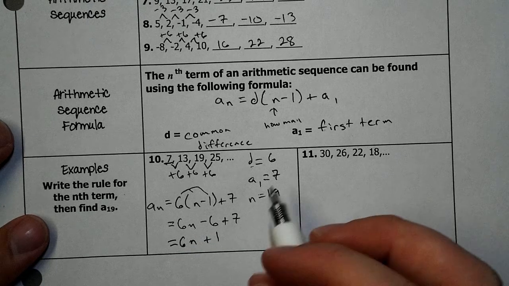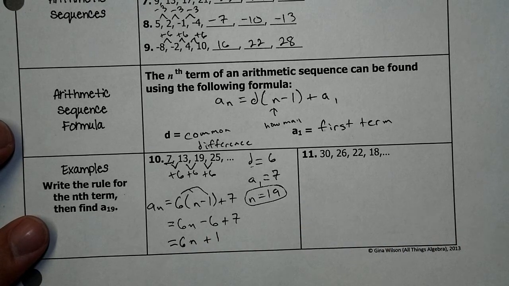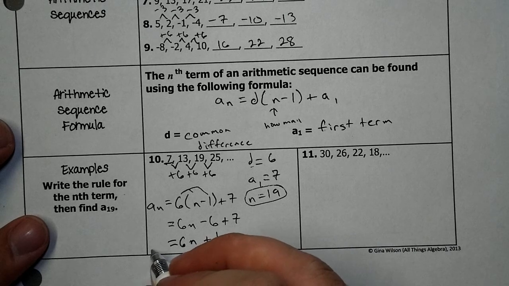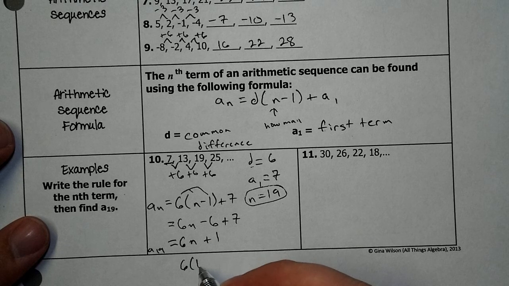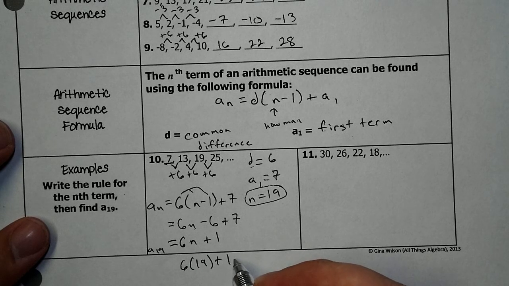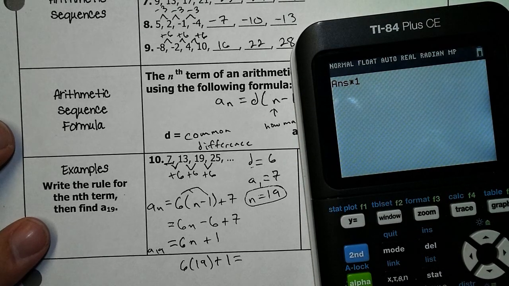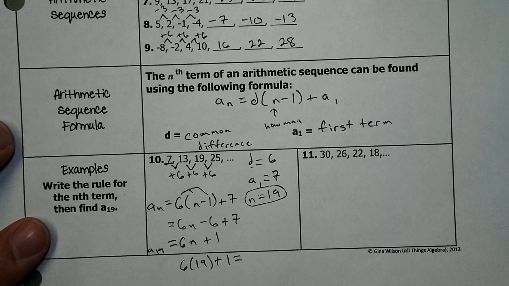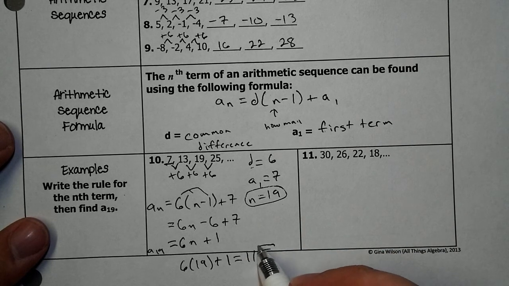All we have to do now is plug in 19 for n. So a sub 19 would be 6 times 19 plus 1. So 6 times 19 plus 1 gives us 115. So the 19th term in the sequence would be 115.